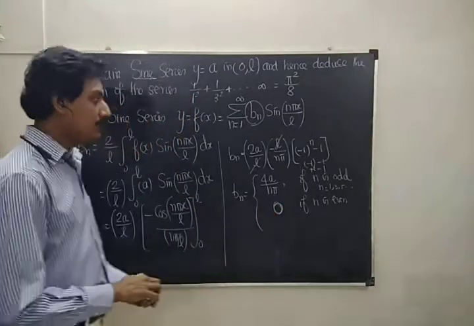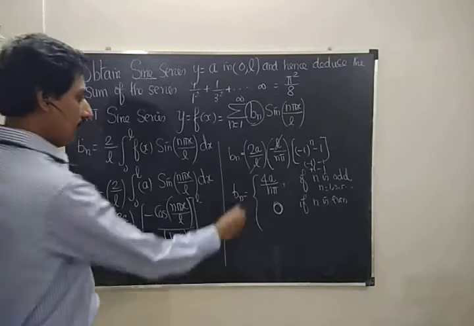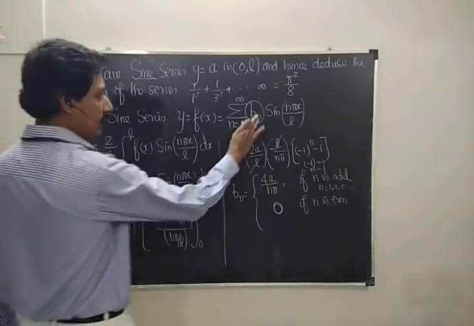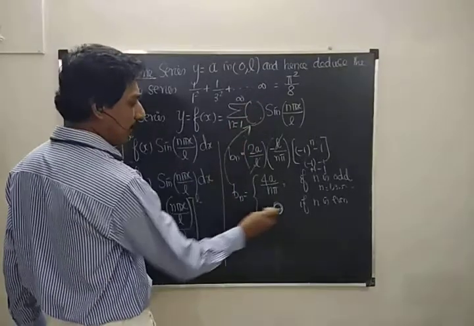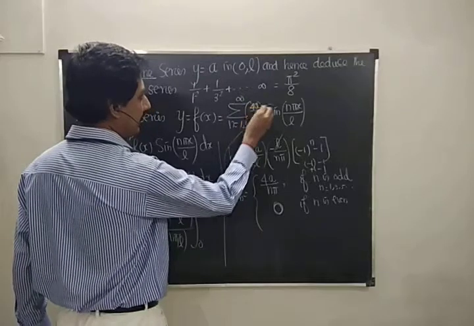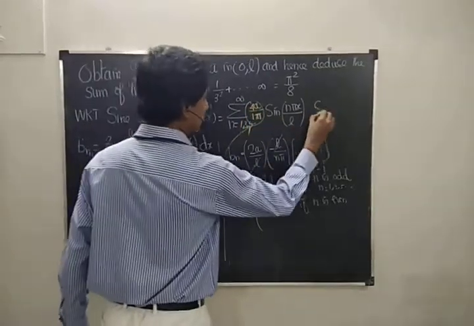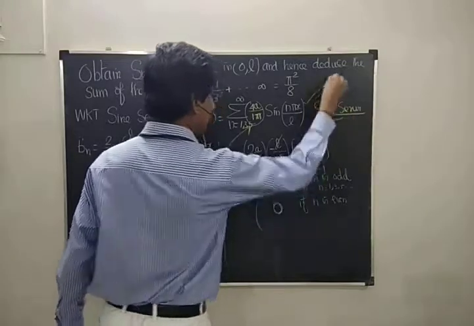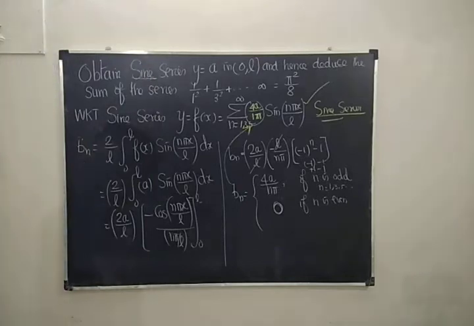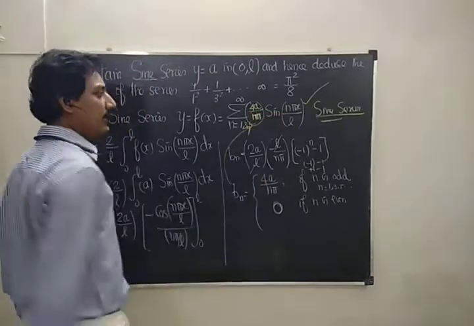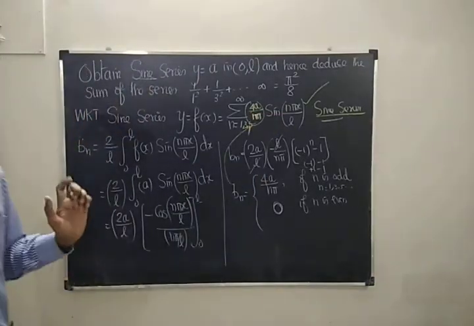So after getting this bn value, can we substitute this bn value in the required series? What happened? Now the bn is only for odd values. So 1, 3, 5, 4a by n pi. So this is my required sine series. Is it right, sir? Now this is my required sine series. It is over. Clear? So once again: 4a by n pi into sin n pi x by L. So now I got the sine series.